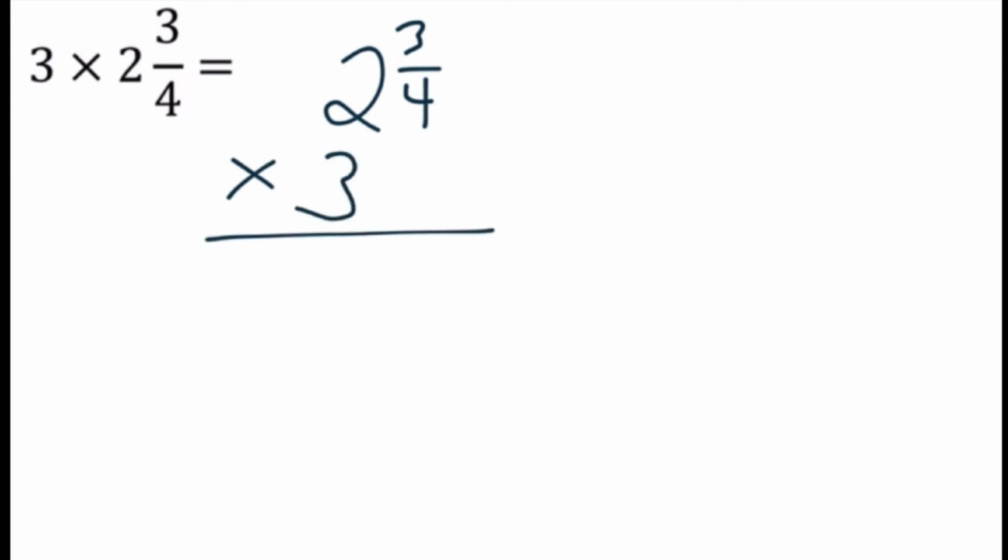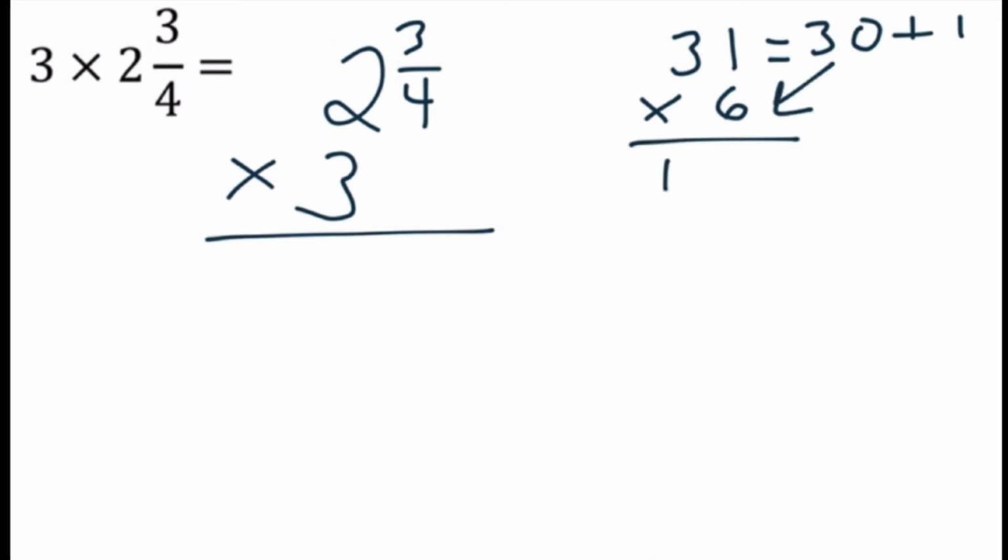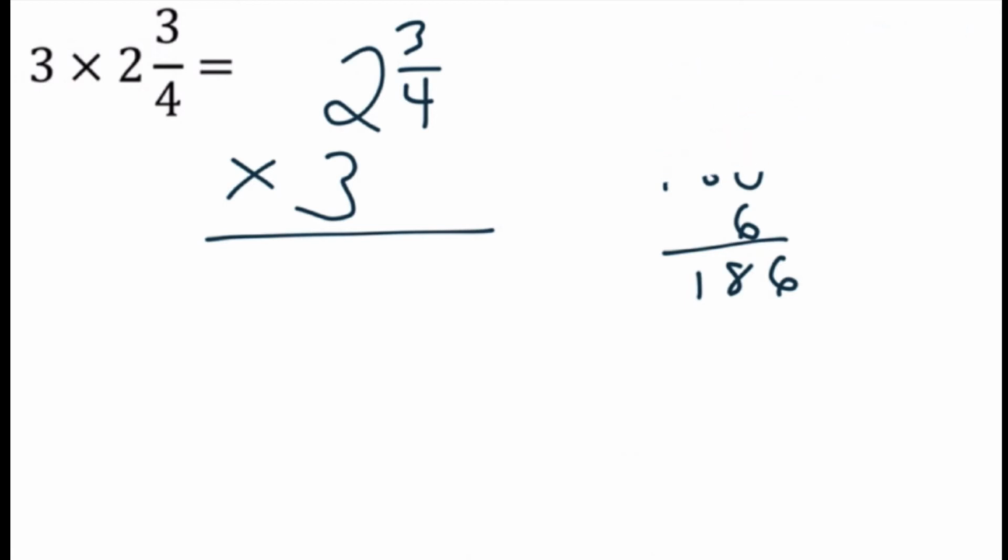Remember, when we did partial products, we would take apart and do the expanded form of the numbers and multiply each part together. So for instance, if I had the problem 31 times 6, I would change this to 30 plus 1, and then I would do 30 times 6 and 1 times 6 to find my answer. We can use that same sort of idea with mixed numbers and whole numbers.